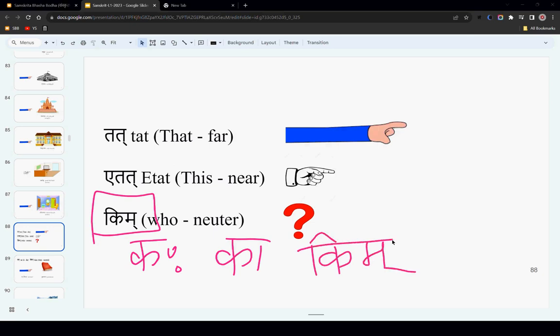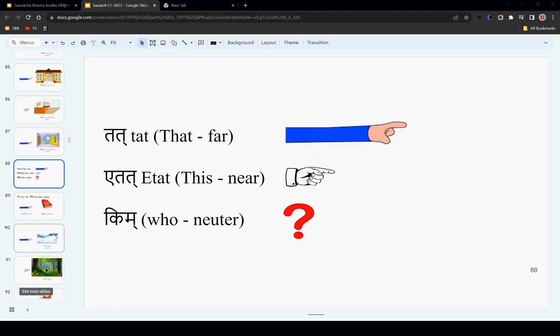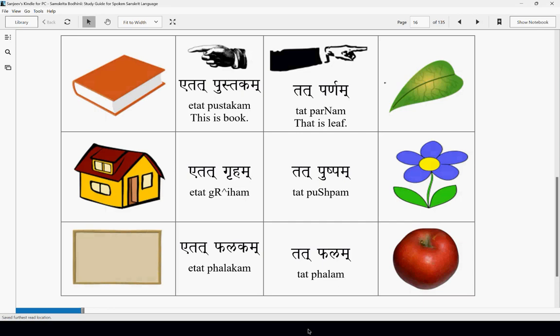Kim means what, right? Or who actually? Kim tat, kim etat or kim tat asti. Kim tat asti means what is that? Kim tat or kim etat asti. What is this? Kim etat asti. So the word kim can be used to ask questions referring to a Napumsakalinga word.